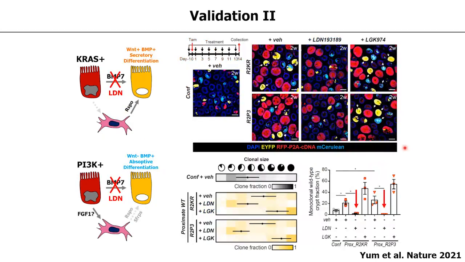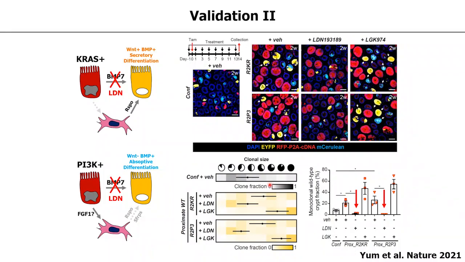And secondly, we also wanted to check the BMP to see whether this is really the ligand that is mediating the crosstalk between red and yellow in vivo. So for this experiment, we have used a well-known chemical inhibitor, LDN, to block the BMP receptor activation. And we basically did the same lineage tracing and treated the mouse with LDN to see how the lineage tracing pattern is changed.